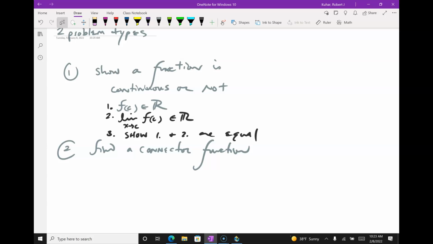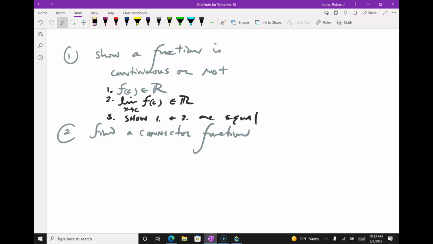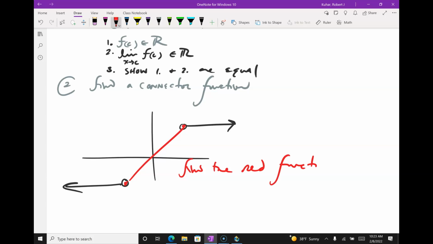And the other type of problem, and I'll do a bunch of these, okay? I'm going to give you some functions in pieces, right? So I might say, find the function for continuity.